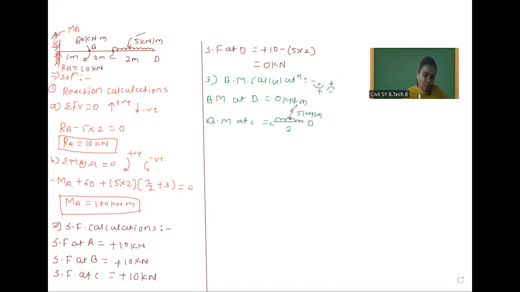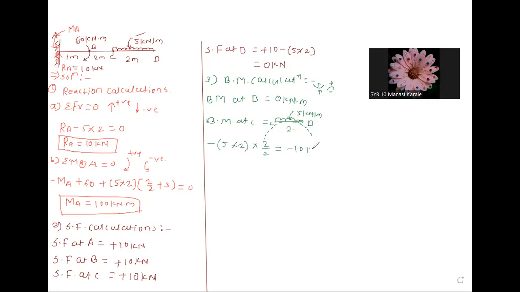So does this force push upward or downward? Downward. That means the beam bends likewise. That means which type of nature is there? Hogging nature. So minus. First we will convert this UDL to a point load. So 5 into 2. After that it will act at its CG, so 2 by 2. You calculate and tell me bending moment at C, which is equal to how much? Minus 10 kilonewton meter.